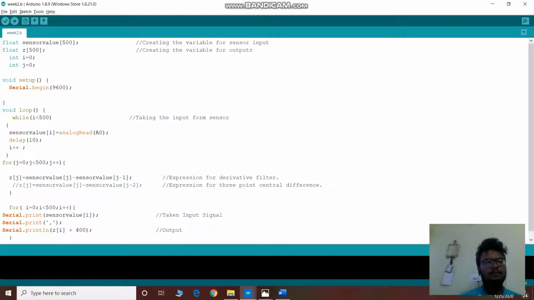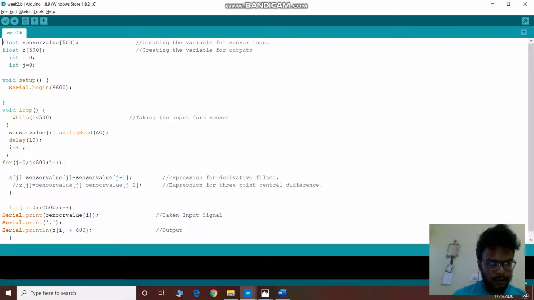So Serial.print of this is the input signal, and this is the output signal plus 400. If we don't add 400, they will both merge and we will get confused. To avoid that problem, I'm adding plus 400 so that the output value shifts above.